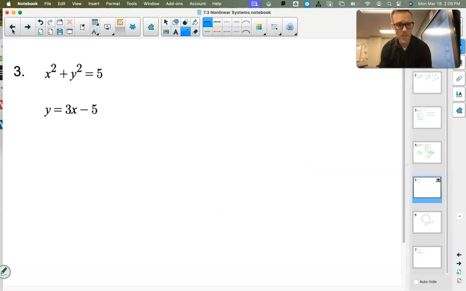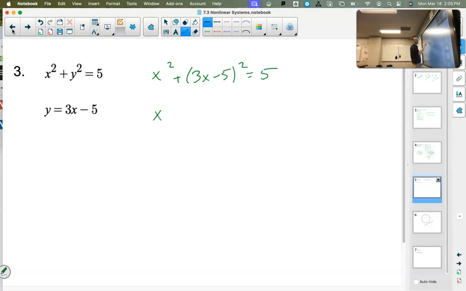What method would you use on this one? Yeah, I would certainly use substitution since one is already solved for y. X squared plus 3x minus 5 squared equals 5. Now I'm down to one equation, one variable, and I'm all good to go. Let's FOIL that out. 9x squared, that'd be a minus 15x, so minus 30x plus 25 equals 5.